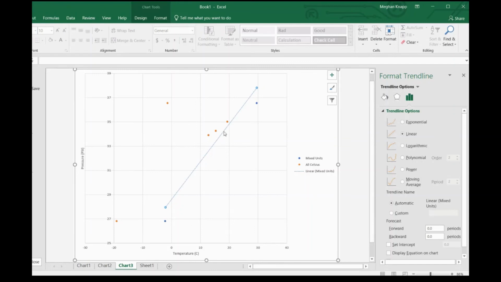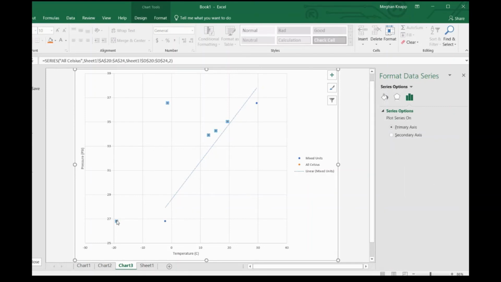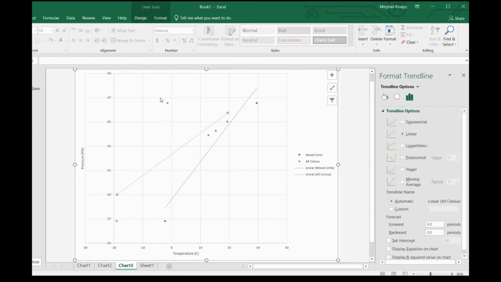But I do have another problem if I'm looking at my data points that are in orange, that are all in Celsius, and I add a trend line. I've got this one data point that's really far out here. And so my suspicion is that even though on our data table this was written as being in Fahrenheit, that temperature was actually in Celsius. Because if this were at 29 degrees Fahrenheit, that would be close to 0 degrees Celsius, and we would expect that data point to be around here somewhere, following the trend of the other orange data.